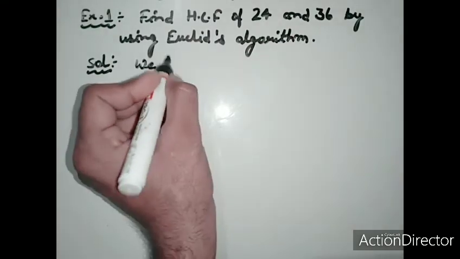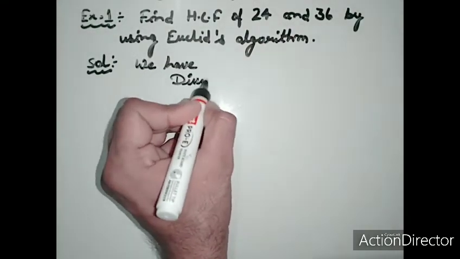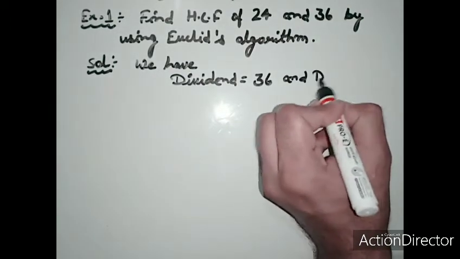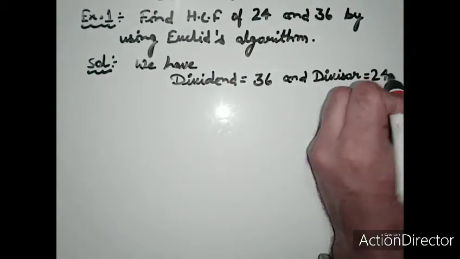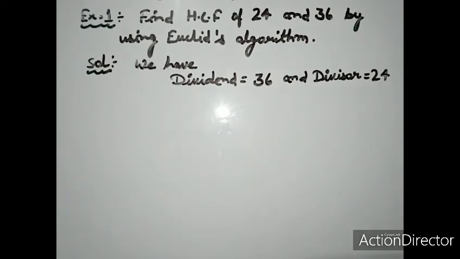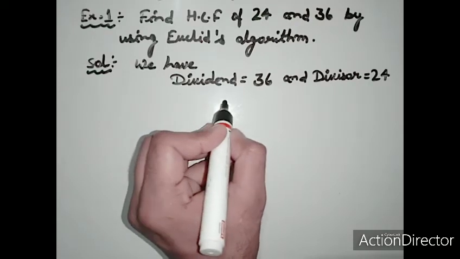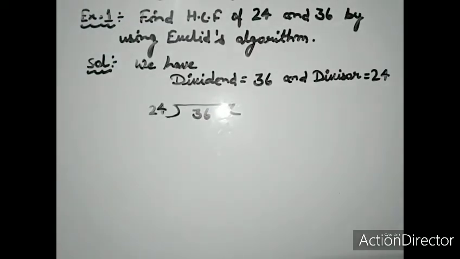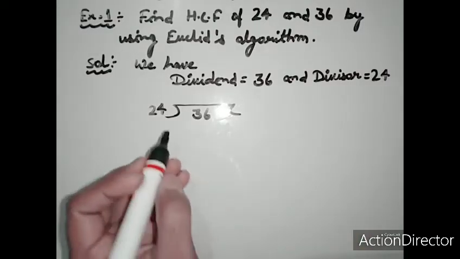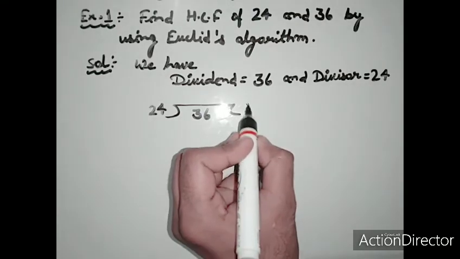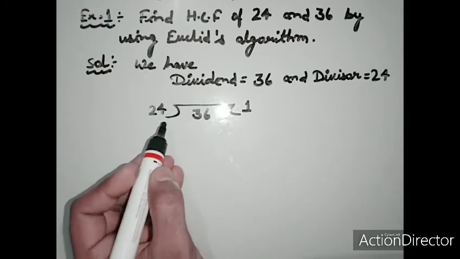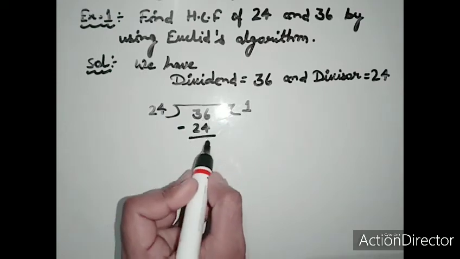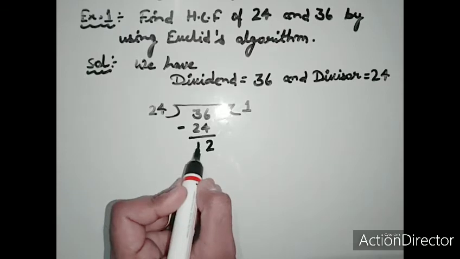So here we write, we have dividend equal to 36 and divisor equal to 24. Now we continuously follow the divide process to find HCF. Okay, so here we write dividend and here we write divisor. So now how many times does 24 divide 36? One time. Okay, because 24 2s are 48. So 24 1s are 24. Now we subtract these two numbers here. 6 minus 4 is 2 and 3 minus 2 is 1.